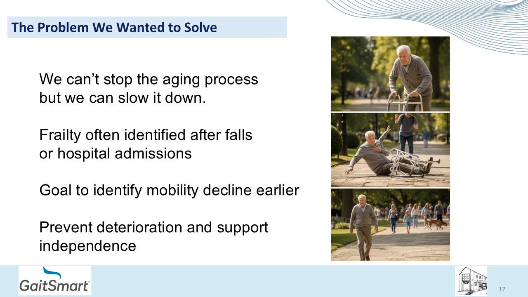Frailty is often identified only after something has already gone wrong, a fall, a fracture, or a hospital admission. In primary care, we see patients regularly, so we felt we were in a unique position to identify mobility decline earlier and intervene before crisis occurs. Our aim was to move away from reactive care and towards prevention.